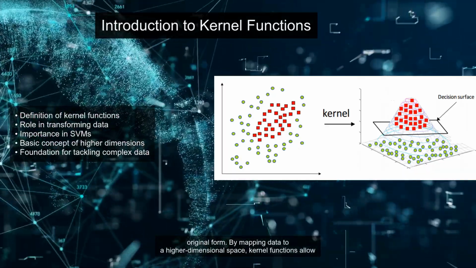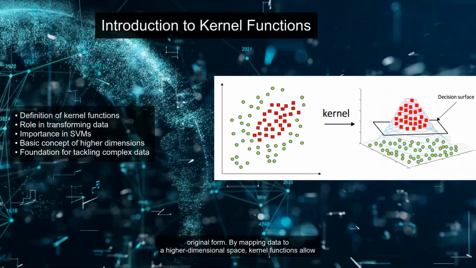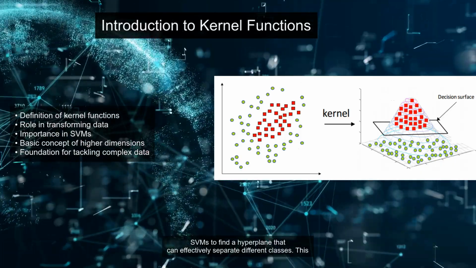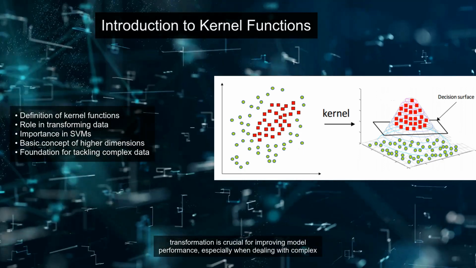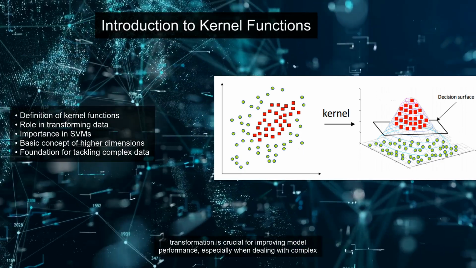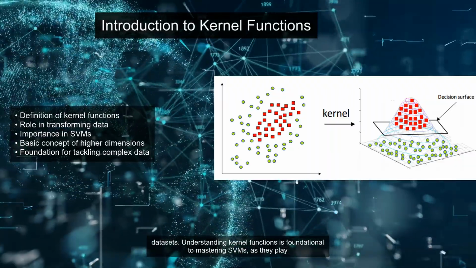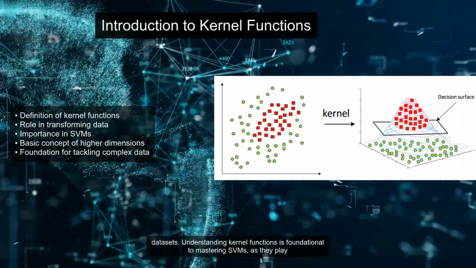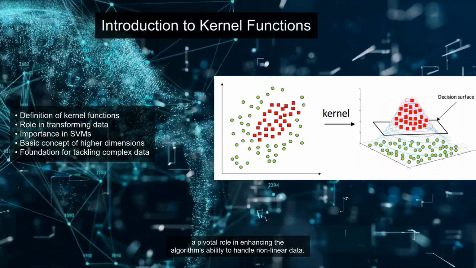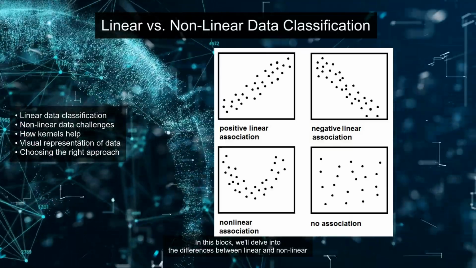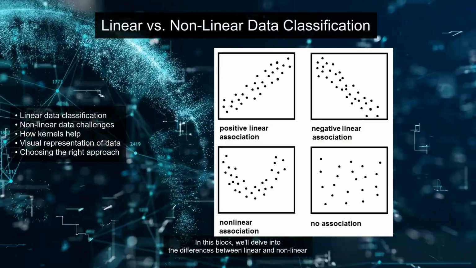By mapping data to a higher dimensional space, kernel functions allow SVMs to find a hyperplane that can effectively separate different classes. This transformation is crucial for improving model performance, especially when dealing with complex datasets. Understanding kernel functions is foundational to mastering SVMs, as they play a pivotal role in enhancing the algorithm's ability to handle nonlinear data.